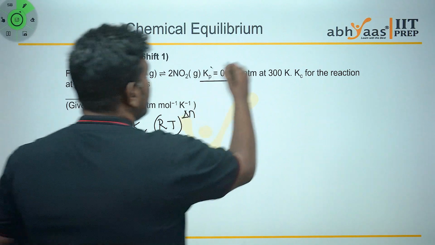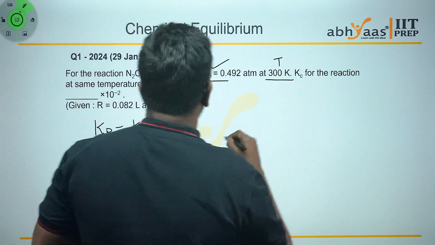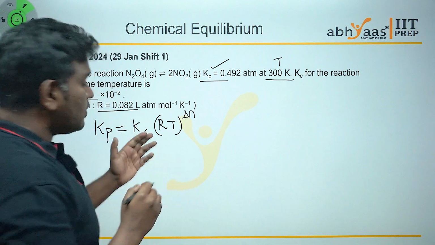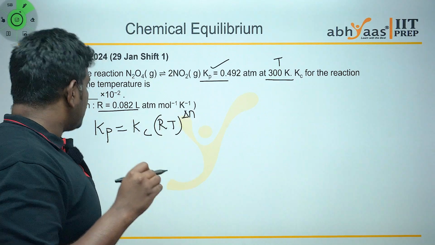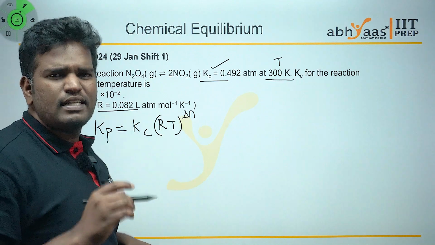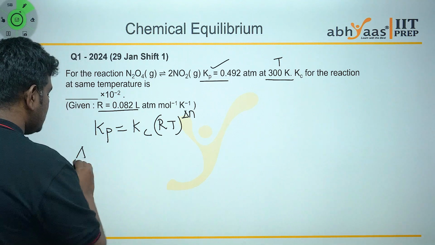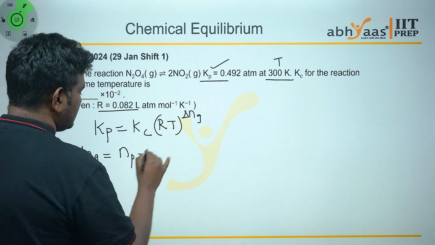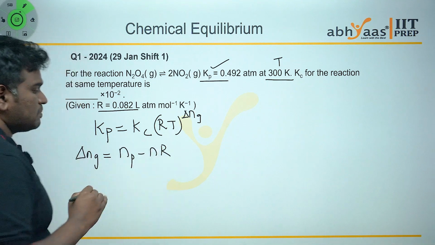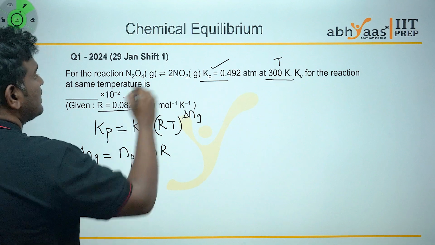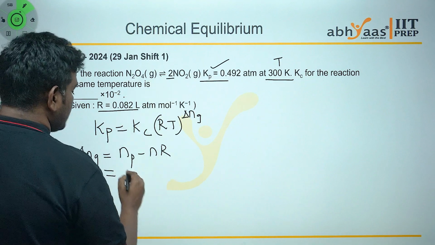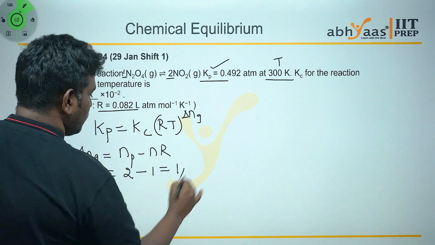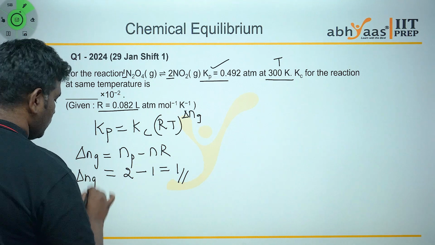Because they have given Kp, the temperature T is there, and you know that R, universal gas constant value, is also given. So the unknown value to find this particular Kc is delta N. What is that? Delta N. So we know that delta Ng, right? Delta Ng is equal to what? Np minus Nr, number of moles of products minus number of moles of reactants. So in this equation, you know that number of moles of products 2, number of moles of reactants 1, right? 2 minus 1, you are having 1. So delta Ng is 1.